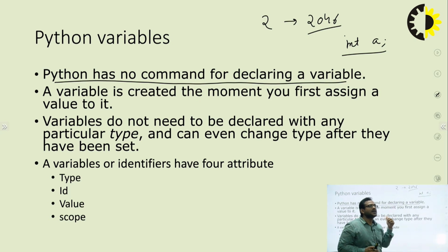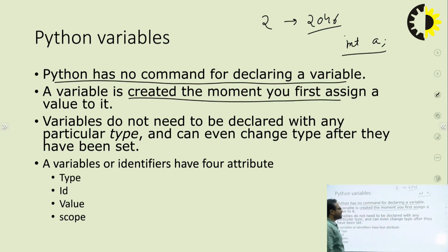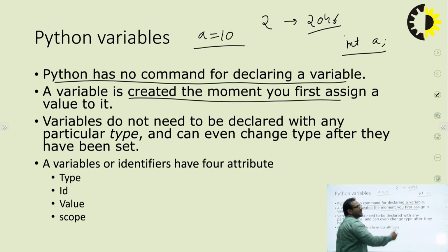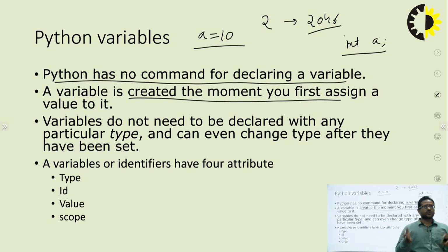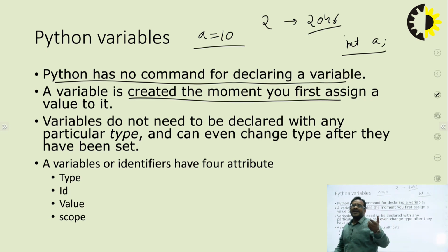But in Python, there is no command for declaring a variable. A variable is created the moment you first assign a value to it. Whenever you are assigning a value, suppose you are creating here A is equal to 10. That's it. The variable is declared, the value is stored into that particular variable, and the type of that variable is loosely typed. It changed the type and now its type is integer.